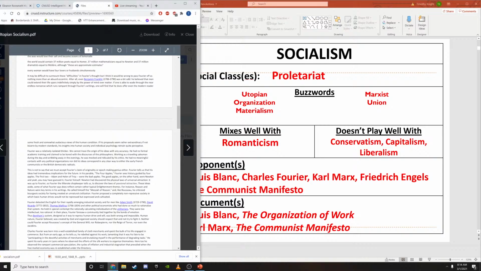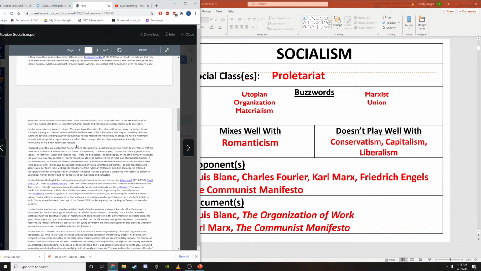Fourier detested the English for their rapidly emerging industrial society, and for men like Adam Smith, David Ricardo, and Thomas Malthus, who we've all talked about, and other political economists who had done so much to rationalize that system. He held in special contempt the rationally calculating individualism of the utilitarians. They were too intellectual, too rational. In their place, Fourier foresaw a community tied together by the bonds of emotion. Thus, Bentham's system, Jeremy Bentham was a foremost political utilitarian thinker.